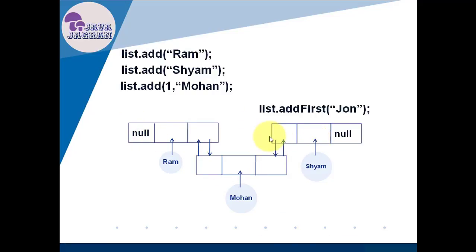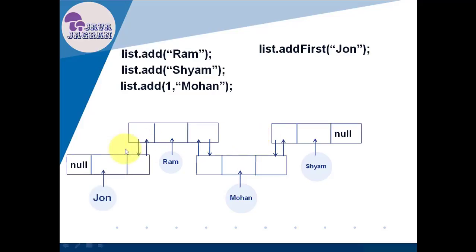Same like that, if you are calling add first, what it will do is go to the beginning, and from the beginning it will add whatever the data. And the starting node's previous had the null, so it will start pointing to this one. And now the linked list will be pointing to this John object node. So this is how it will work.